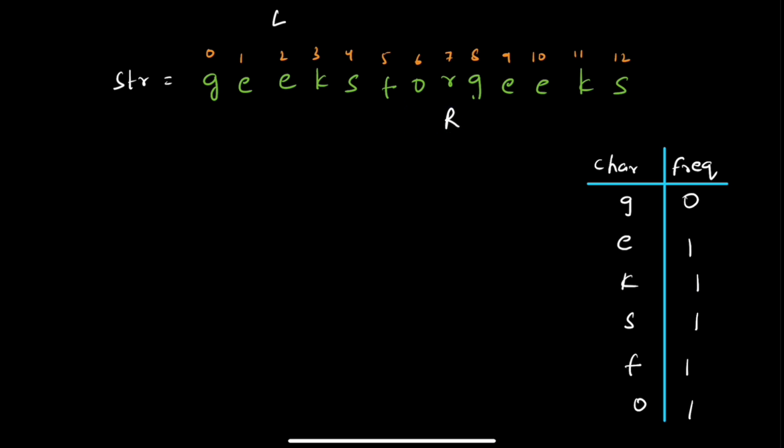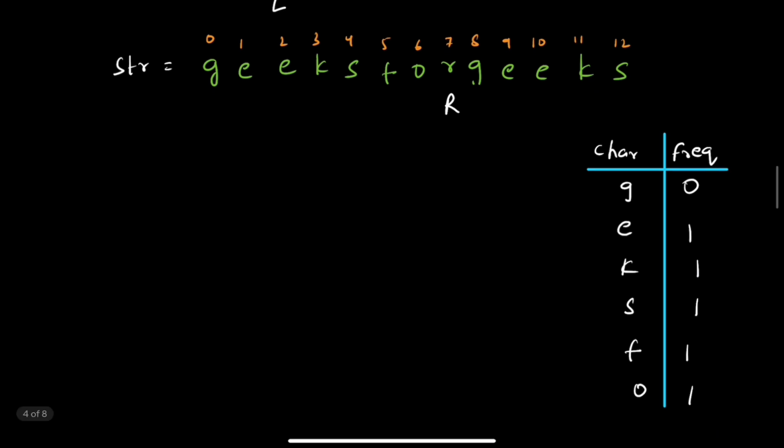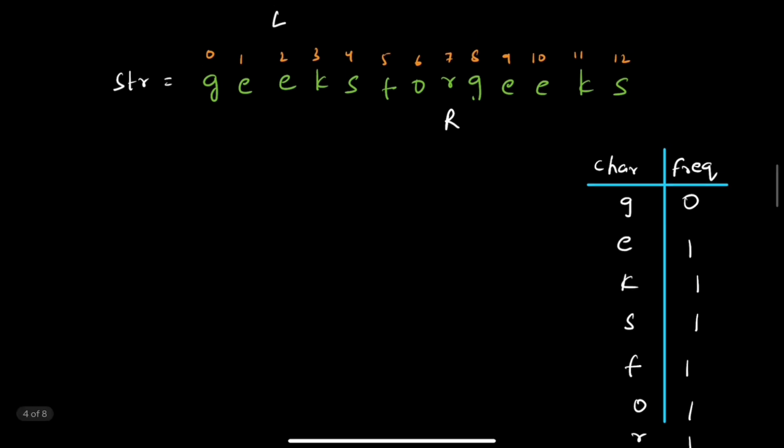So do we have R in the map? No, we don't have R in the map, right? So with R the frequency will be 1, right? And expand the window. So when we expand the window, the character is G. Now, do we have the entry of G inside the map? Yeah, we do have the entry, but the frequency is 0, right? That means this G character doesn't exist in the window at all. So we'll increment its frequency by 1. Okay, so the frequency will be 1.